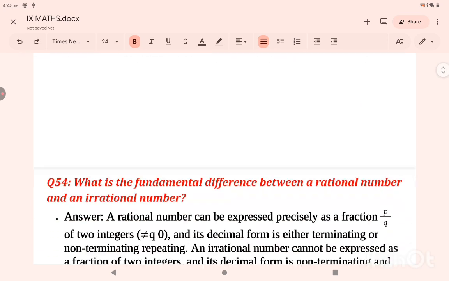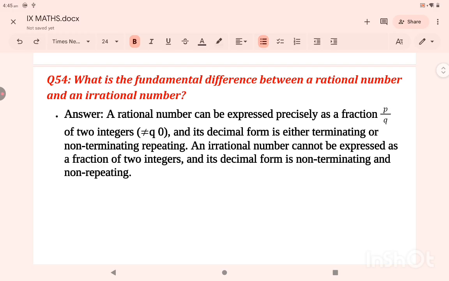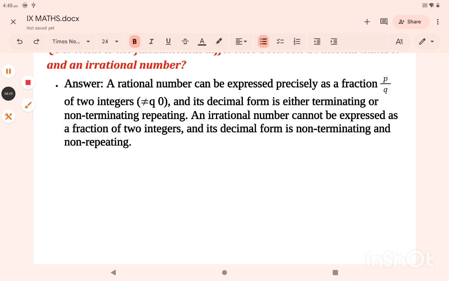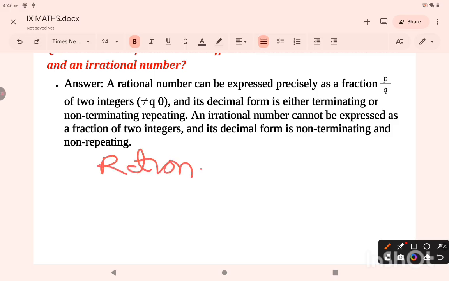Now next question. What is the fundamental difference between a rational number and an irrational number? Rational number means that can be expressed in the form of p by q. Irrational number means that cannot be expressed in the form of p by q.